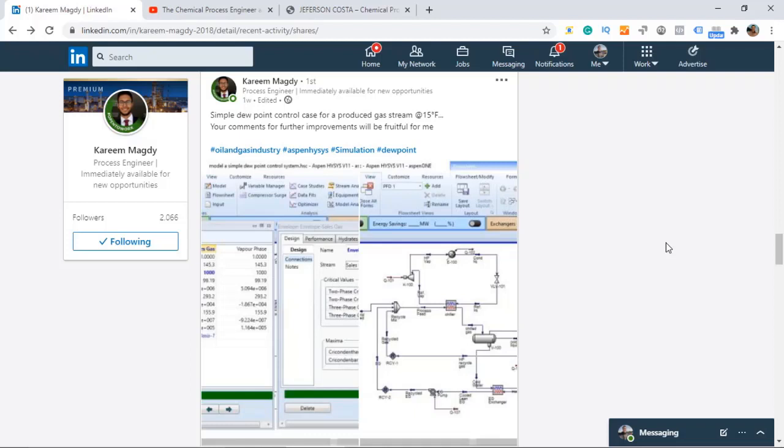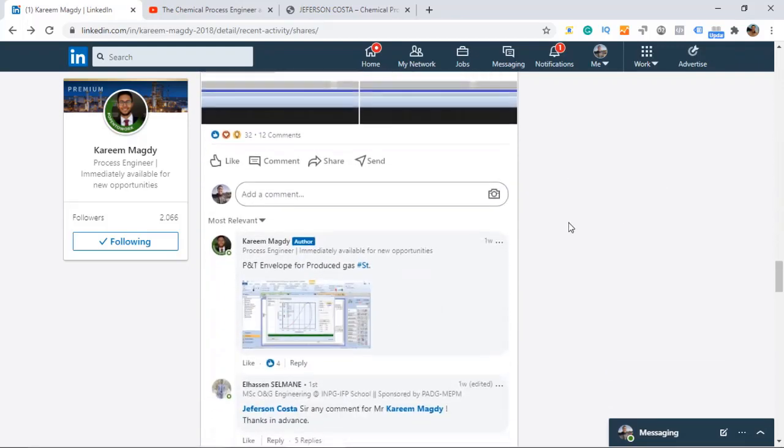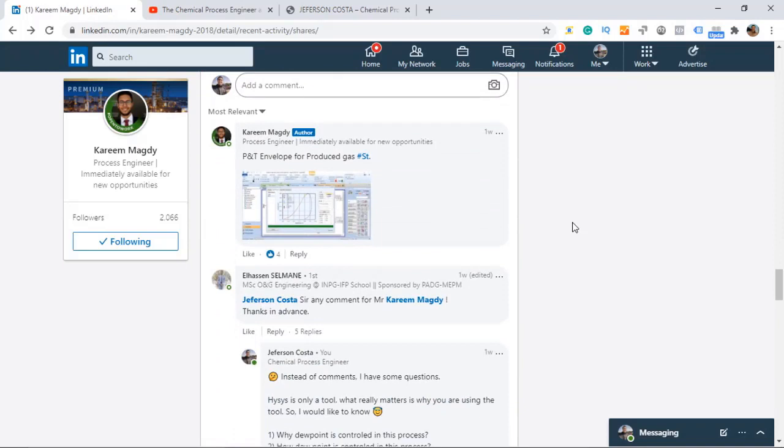Just before I show you how to add and set the saturator to a process simulation in Aspen HYSYS, let me share with you the source of inspiration for this class. It was a post from Karim Magdi. He did a process simulation and shared a print screen from it related to the dew point control, and I was tagged by Jeferson to give some kind of comments on Karim's process simulation.